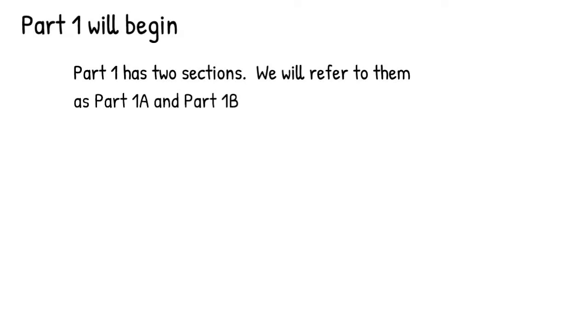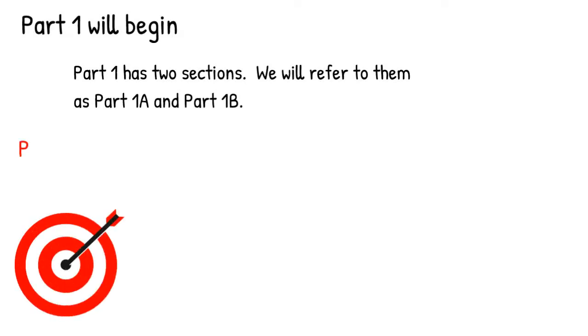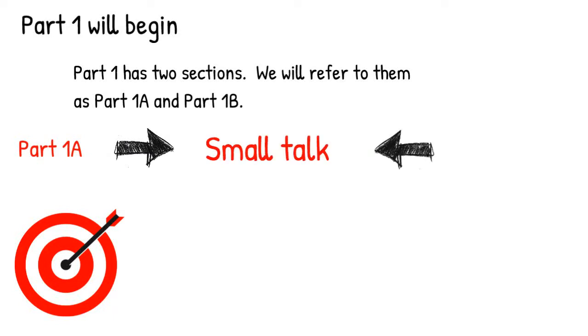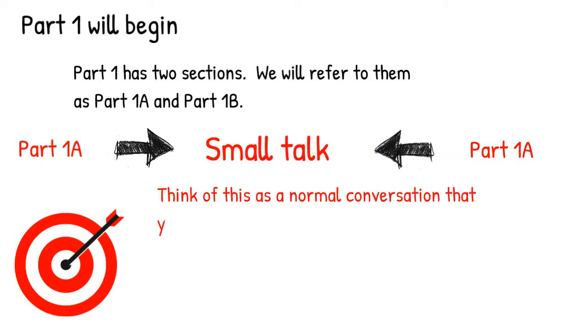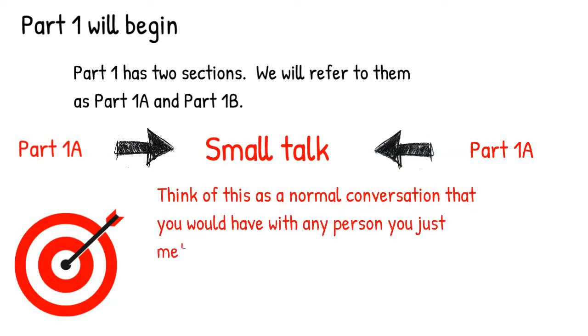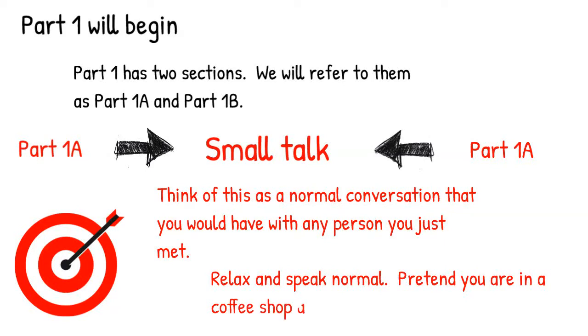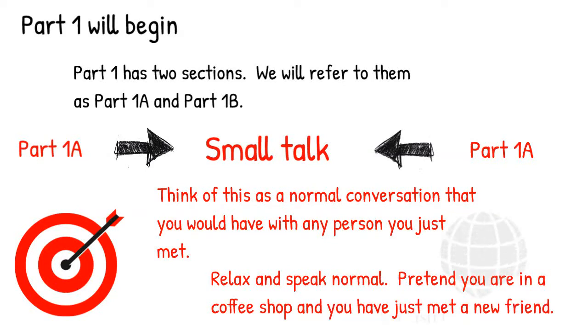After the introduction is finished, Part 1 will begin. This is the beginning of your speaking test. Part 1 has 2 sections. We refer to them as Part 1A and Part 1B. First, we'll talk about Part 1A, which we've labeled Small Talk. Think of this as a normal conversation that you would have with any person you just met. Relax and speak normally. Pretend you're in a coffee shop and you have just met a new friend.